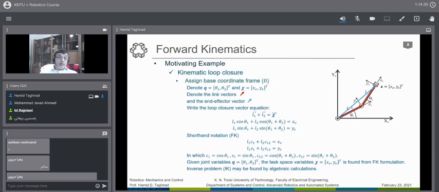Of course, this is a simple robot, so the vectors are very simple. If it is more complicated, you need some more intuition and so forth. We will discuss that later.